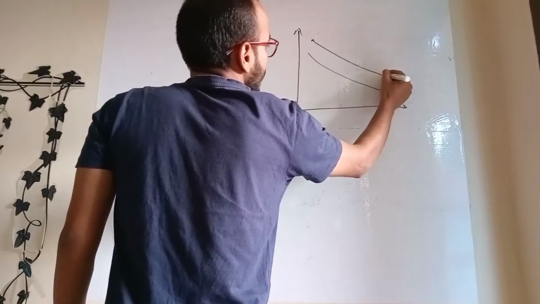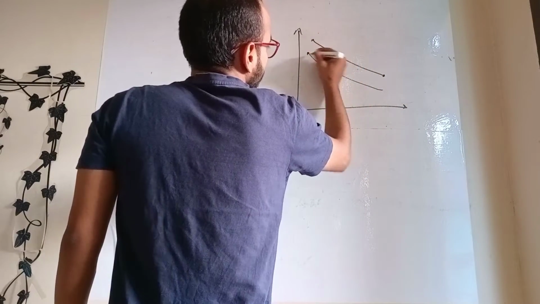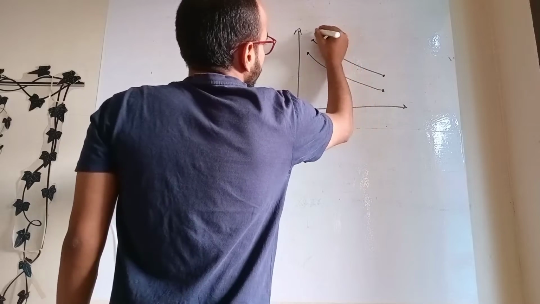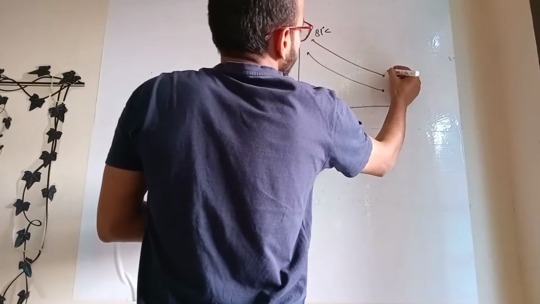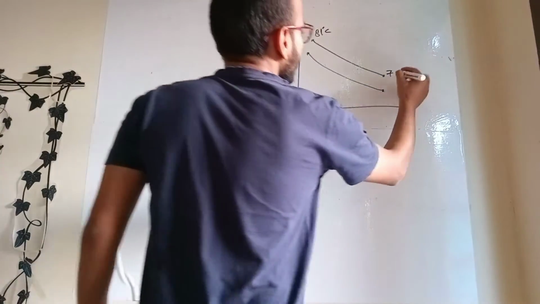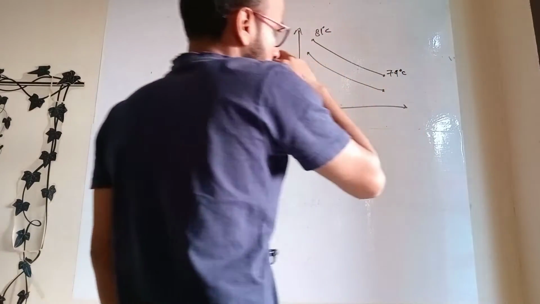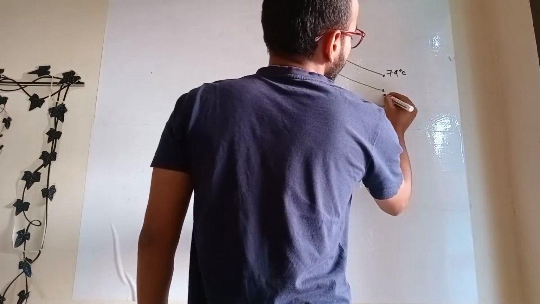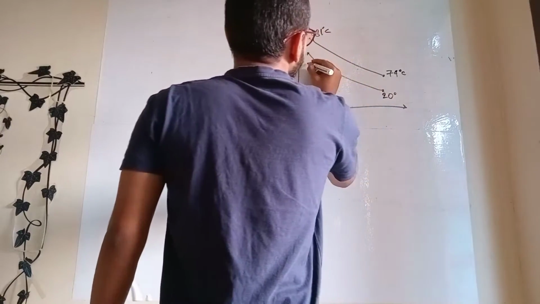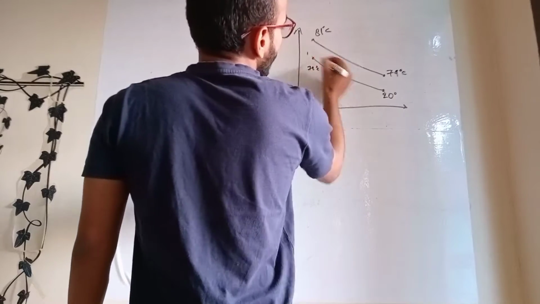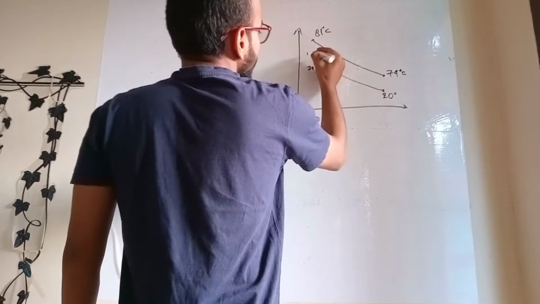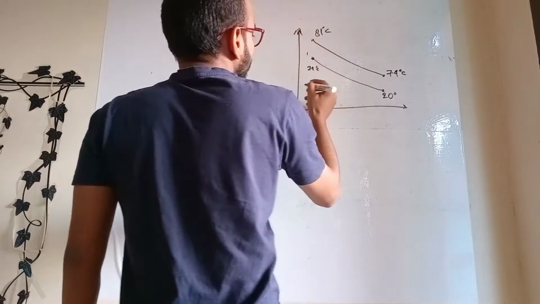So here the hot water temperature reduces from 81 to 74 degrees centigrade, and the cold water temperature increases from 20 degrees centigrade to somewhere 72 degrees centigrade. This point should be lower than this point, but it doesn't matter. We have to calculate LMTD.